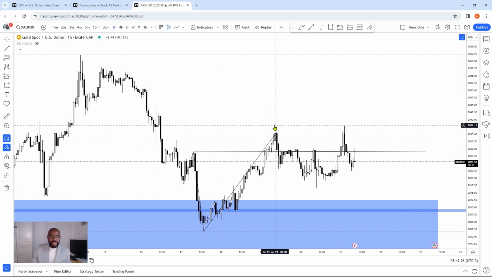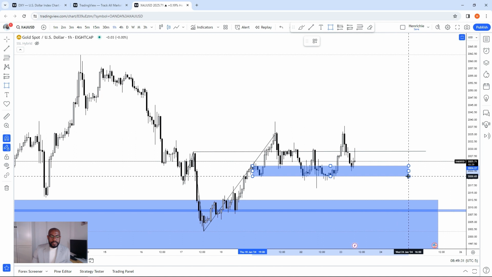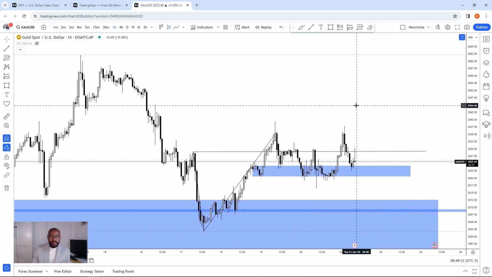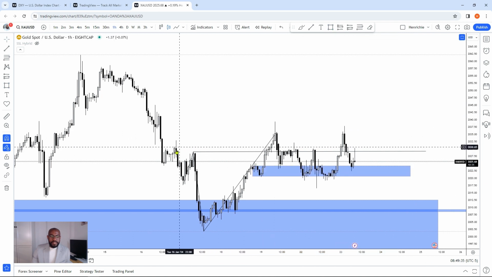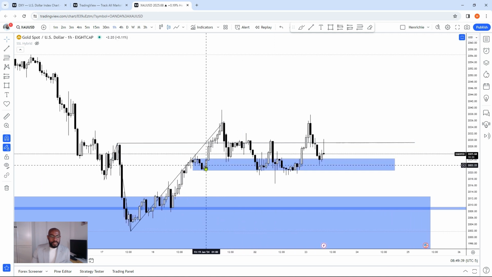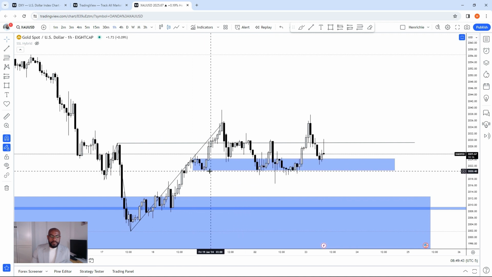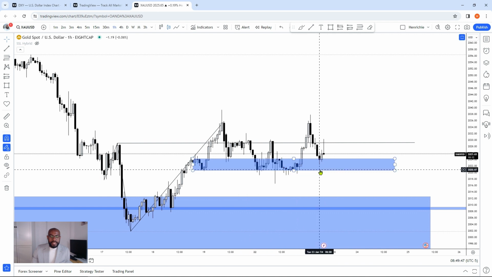So after this break, this was the last move to the downside before breaking this high. So this is my key level. And look at what price did to this key level. They came back down, ran liquidity below the low, failing to close below this low.